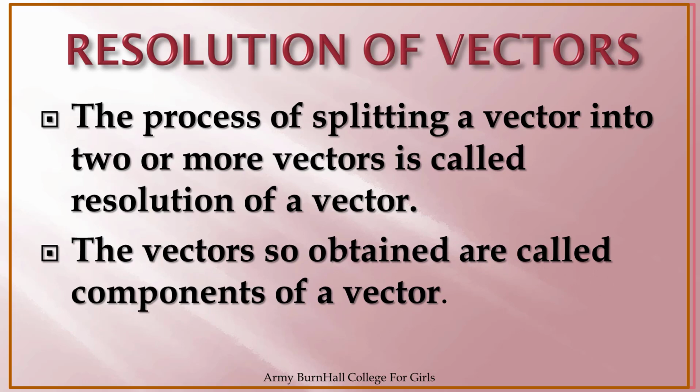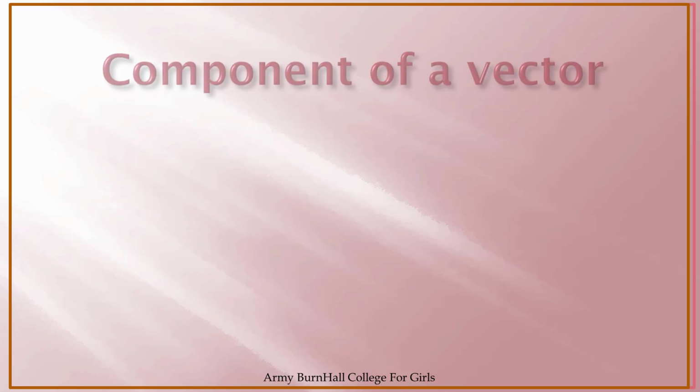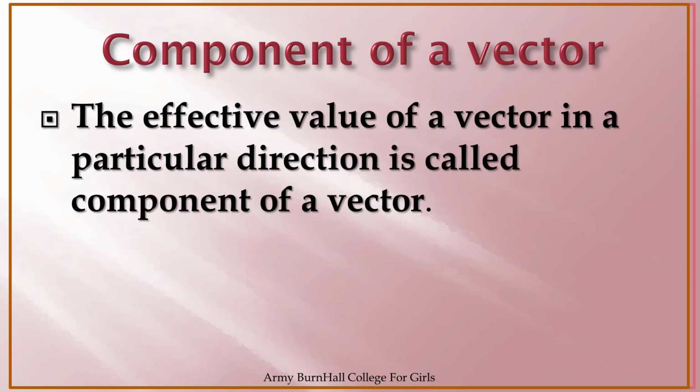We are dividing a vector into its parts. We are dividing the vector into two or more vectors such that when we add those vectors, we will get the same answer. So what is a component of a vector? How are we going to define a component of a vector? The effective value of a vector in a particular direction is called a component of a vector.